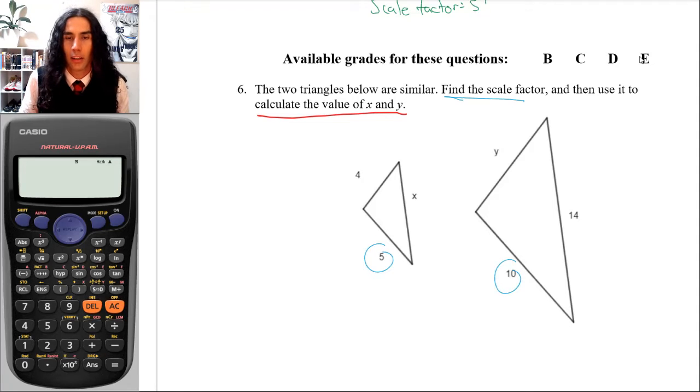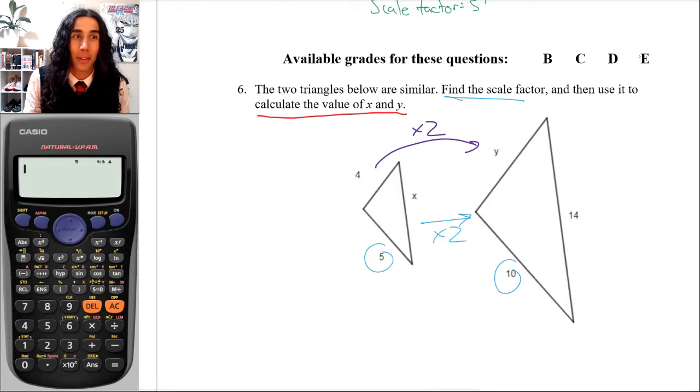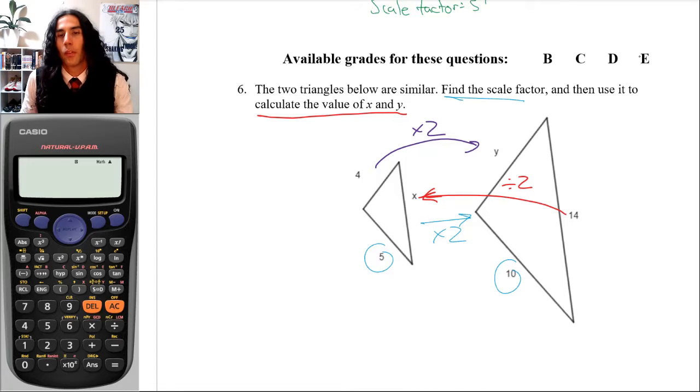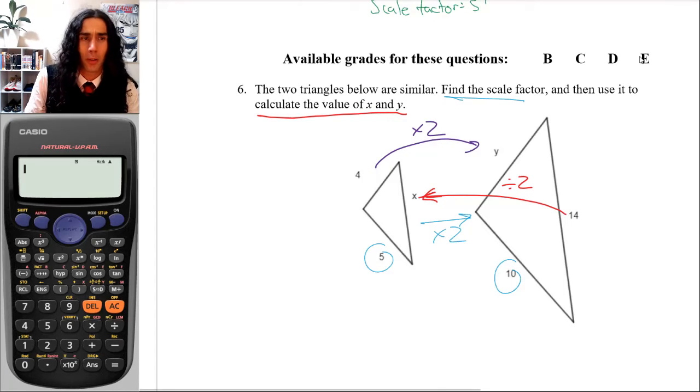5 and the 10, times by 2. So therefore, 4 goes to that times by 2. But now going the other way, divide by 2. Now that's all real rough. But so it's a B, so we've got to prove it. So the scale factor, if we want a B, we've got to earn it. Can't just say y is 8 and x is 7.